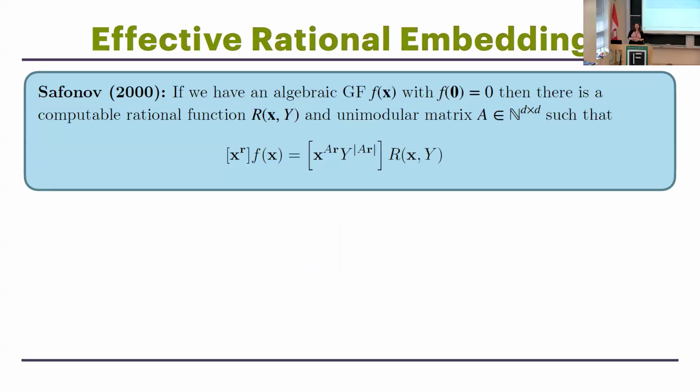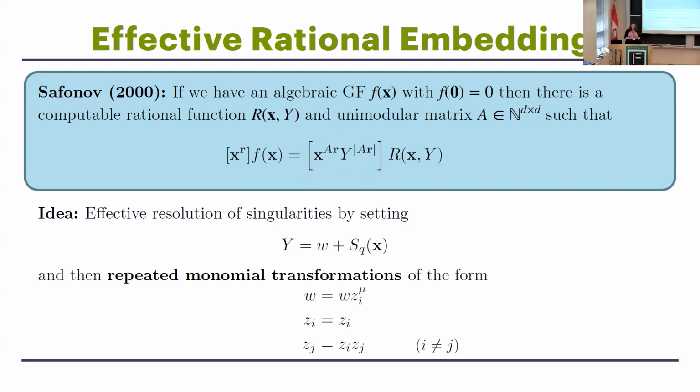And indeed there is. So Safonov in 2000 said, okay, if we have an algebraic generating function where the constant term is 0, so that condition's back in there, then there's a computable rational function r of x, y, and a unimodular matrix A such that the coefficient of x to the r in f of x ends up being the coefficient of x to the a times r times y to the a times r, where again, we're adding up each of those different terms in the vector in order to get a result. And so this time, it's actually computable. We don't have to guess.